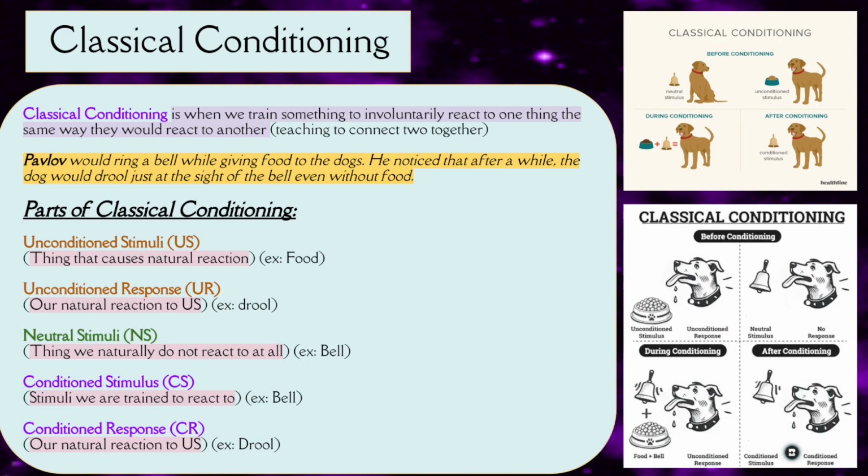Now, breaking down these three types of behaviorism, just to recap: classical conditioning, operant conditioning, and vicarious learning, which is also modeling. Classical conditioning is when we train someone to involuntarily react to one thing the same way they would have reacted to another. We're trying to teach them to connect two things together and respond the same way. Typically this is not known or consciously noticed. That's the involuntary aspect of it.